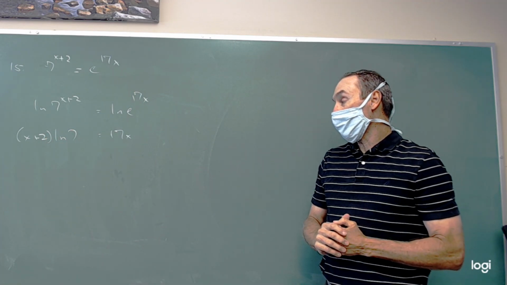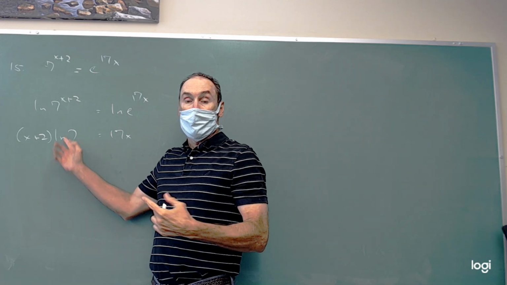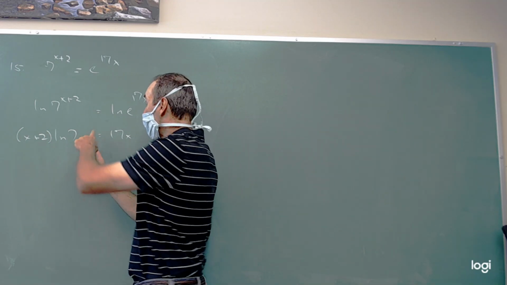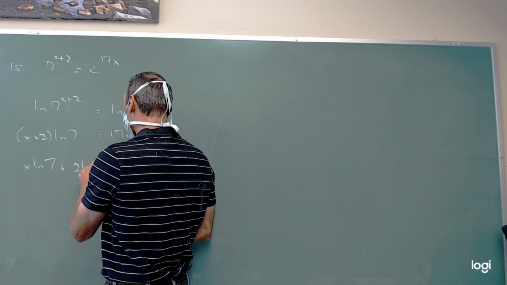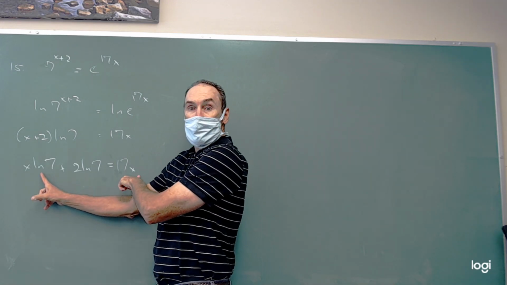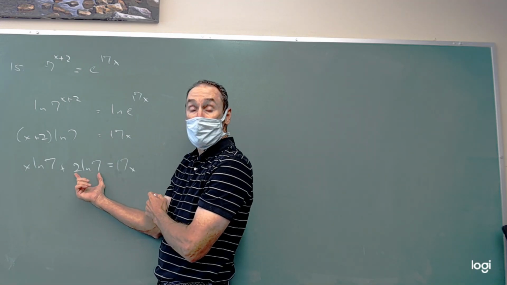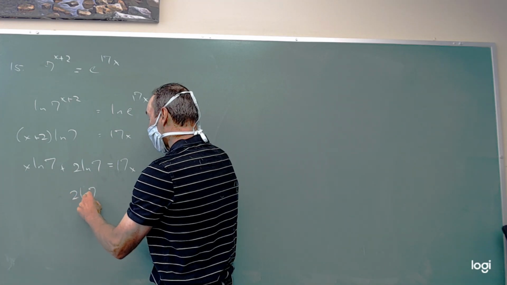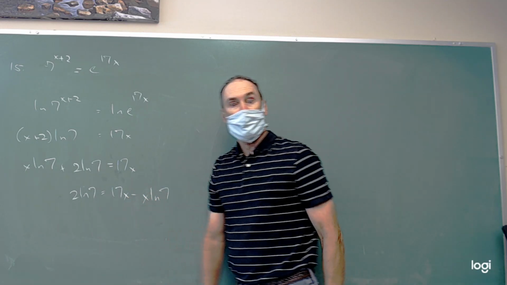Now is where it gets kind of crazy, because you just got to keep remembering natural log 7 is a number. So now this is really an algebra 1 problem, but with just crazy numbers. So I'm going to distribute that and call that x natural log 7 plus 2 natural log 7 equals 17x. So there's two terms that have x in them, and I'm going to bring them to the same side of the equal sign and leave the thing that doesn't have an x in it on the other side. So I'll leave the 2 natural log 7 there and subtract the x natural log 7 to this side.